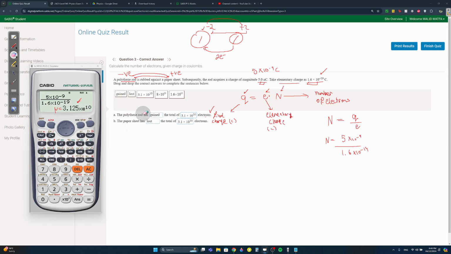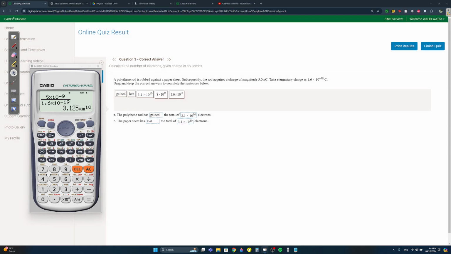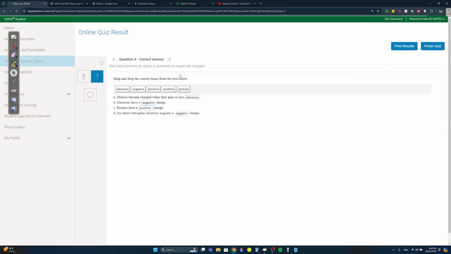Okay, the polythene rod, since it became negative, it gained the electrons. Or the paper sheet, since it's positive, it lost the electrons. Okay, very simple. I don't know what to tell you.